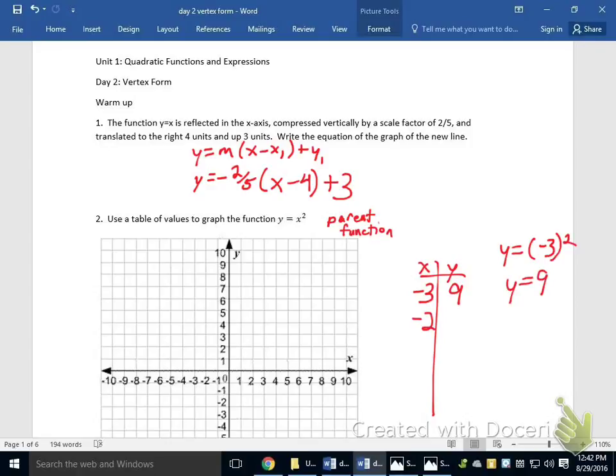Now if I square negative 2, I get a positive 4. Square negative 1, I get a 1. Square 0, I get a 0. Now we're going to see a mirror image here, that when you square 1, you get 1. So that was related to negative 1. When you square 2, you get 4. And when you square 3, you get positive 9. So you will see this mirror image happening here. There's symmetry in this graph. So I'm going to go ahead and plot those points and graph it out.